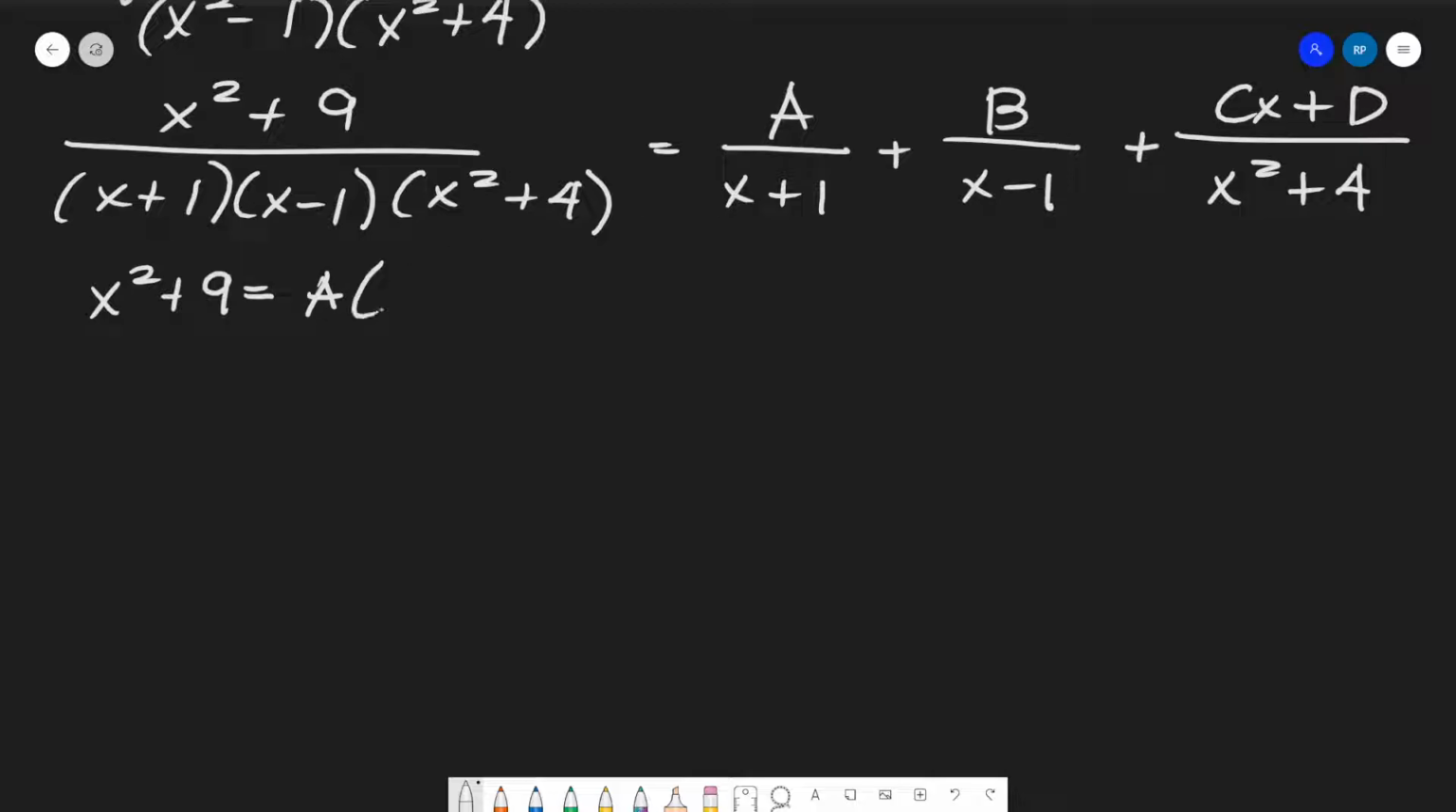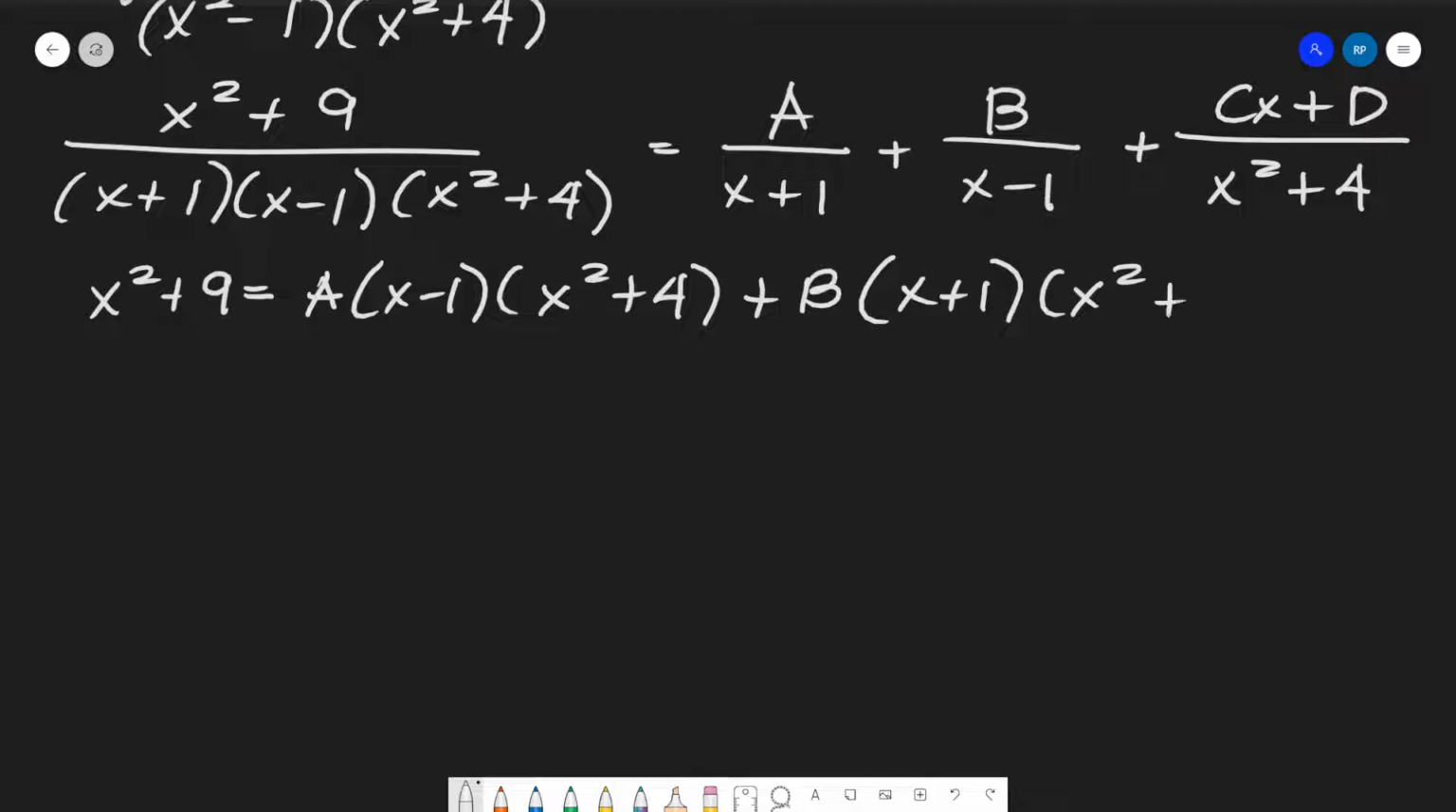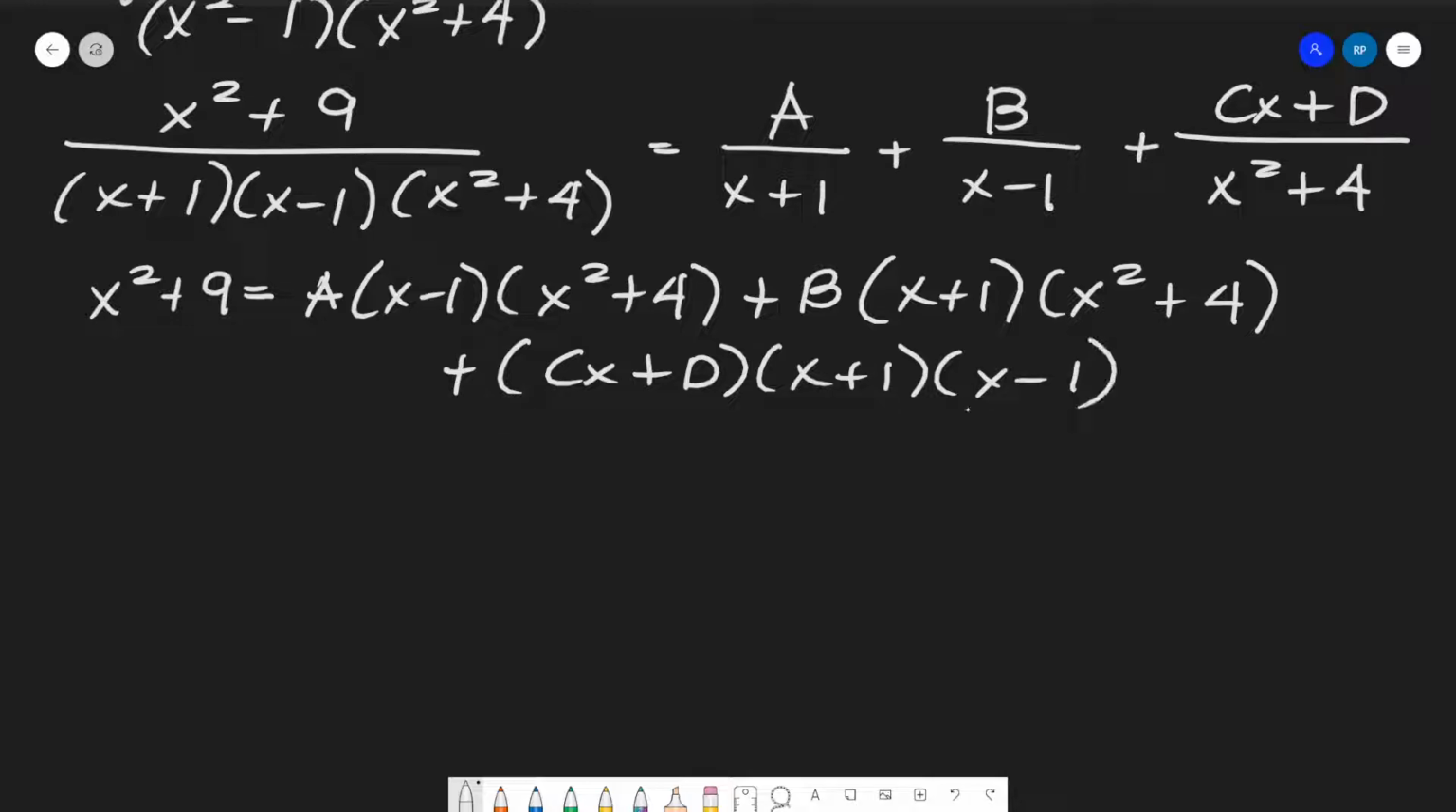x plus 1 na meron. So, x minus 1, x squared plus 4, plus b, x minus 1 na meron. So, x plus 1, x squared plus 4. Then, we have plus cx plus d. And this is x plus 1, x minus 1. Kasi x squared minus 4 ang meron. Okay, so game, okay, let's solve, no?